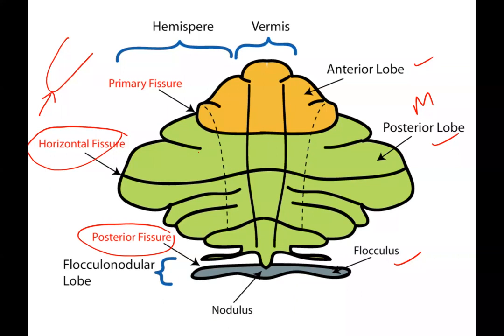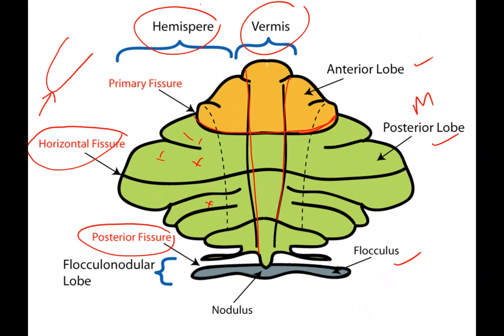Then you get the middle or the posterior lobe continuing between the primary fissure and the horizontal fissure as well. And at the primary fissure, you get the anterior lobe starting. So this middle part is called the vermis, and the sides are the two cerebellar hemispheres. This is very clear.